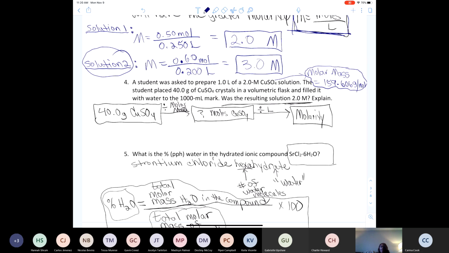The student placed 40 grams of copper sulfate crystals in a volumetric flask, filled it to the mark with water, and the mark was at the 1,000 mL mark. And of course, 1,000 milliliters is equivalent to 1 liter. Did the student make the solution correctly? In other words, was the solution that this student made actually 2.0 molarity? Explain. So we know the student weighed out 40 grams, and we know our little flow chart.